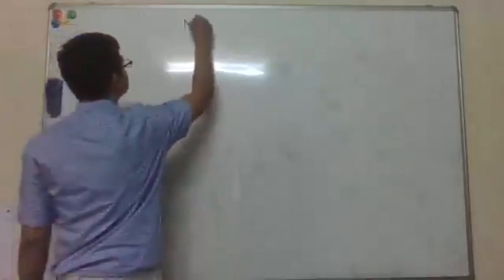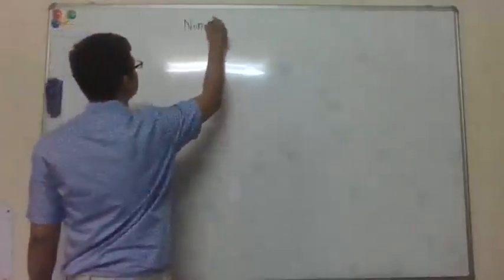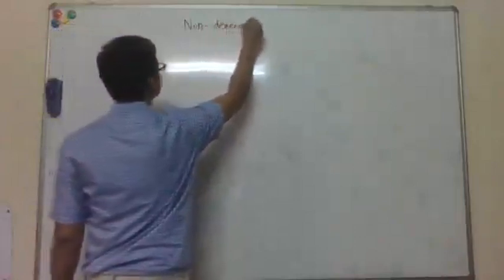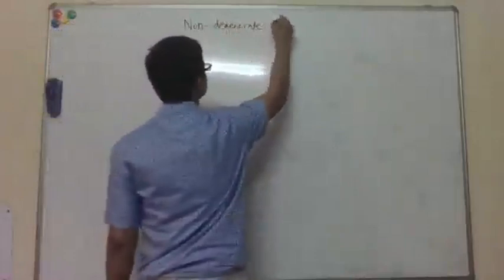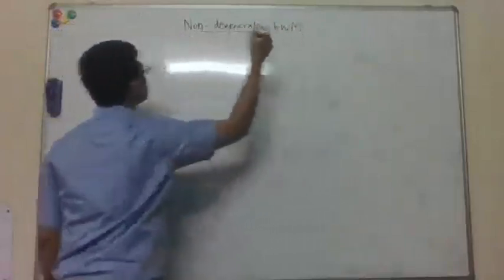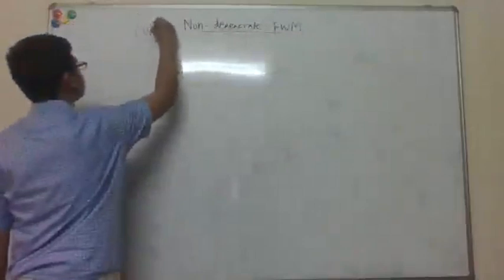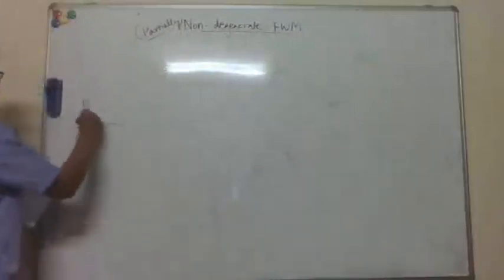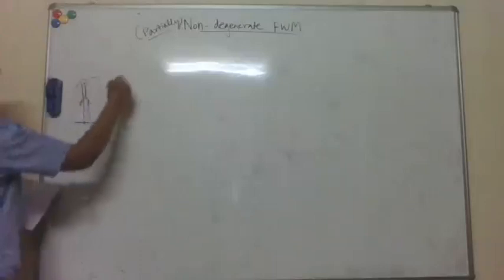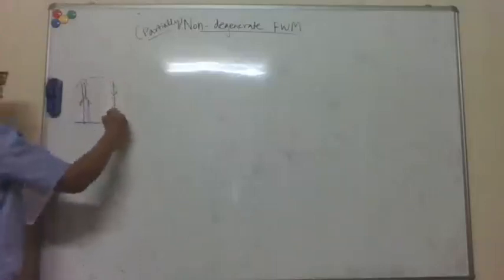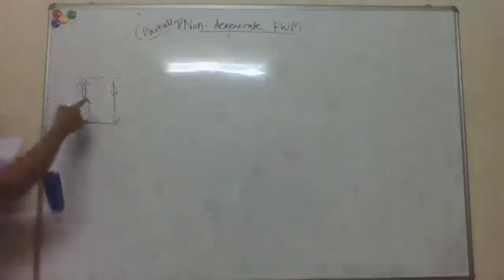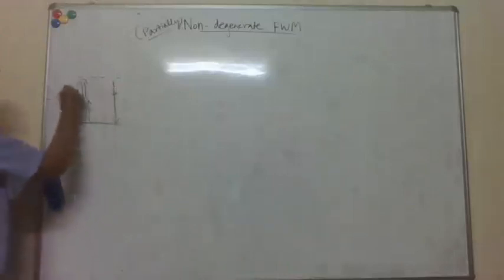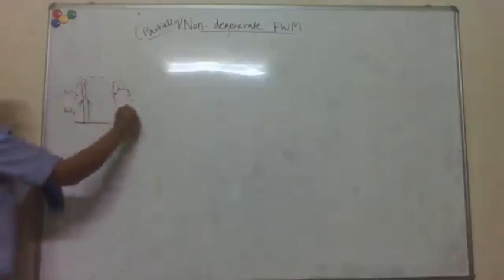Right, so let's look at non-degenerate, or maybe partially degenerate, where let's say two of the frequencies are equal. So the four-way mixing case in general can have four different frequencies: omega 1, omega 2, omega 3, and omega 4.